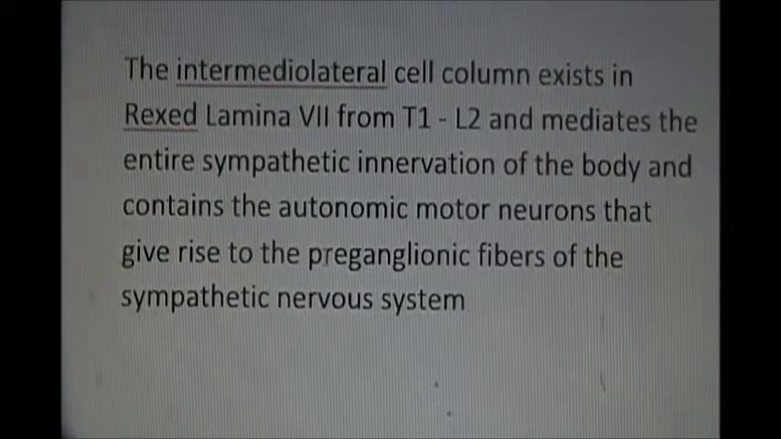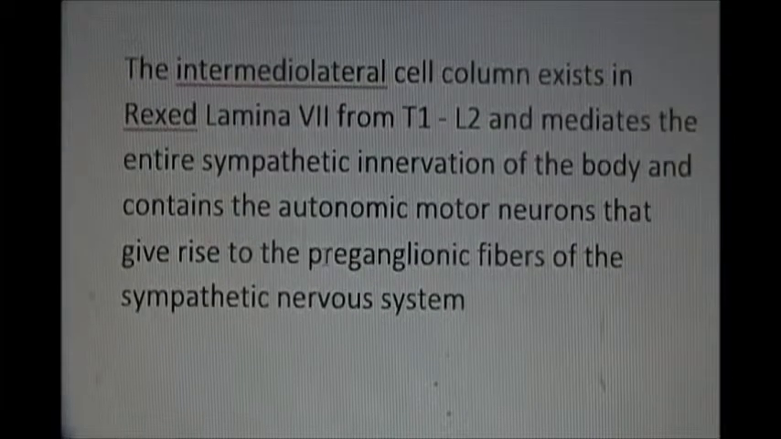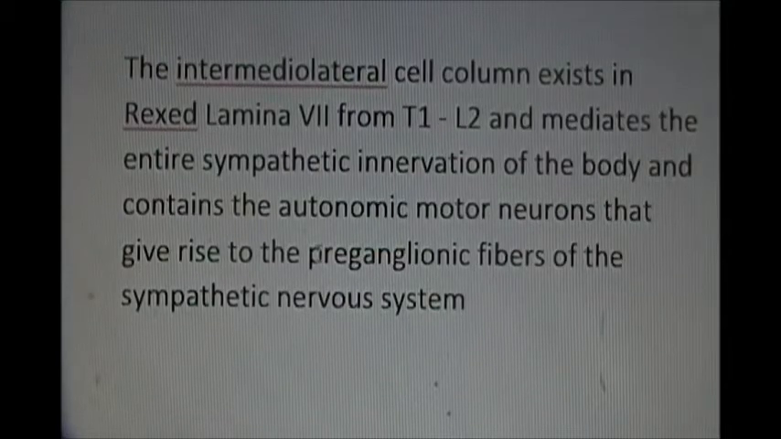The intermediate lateral cell columns. The intermediate lateral cell column in the gray matter of the spinal cord exists in Rexed lamina 7 from T1 to L2 and mediates the entire sympathetic innervation of the body and contains the autonomic motor neurons that give rise to preganglionic fibers of the sympathetic nervous system.